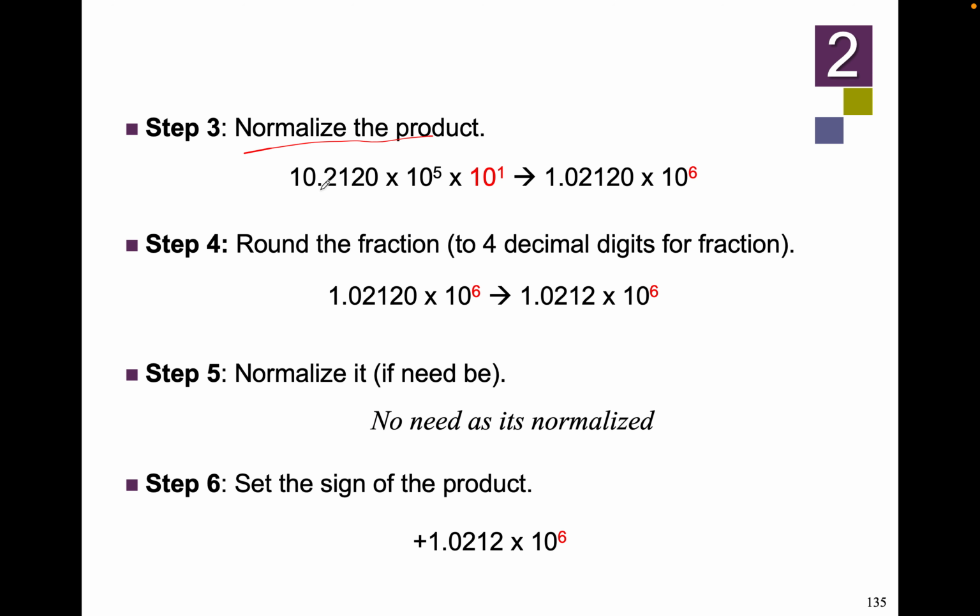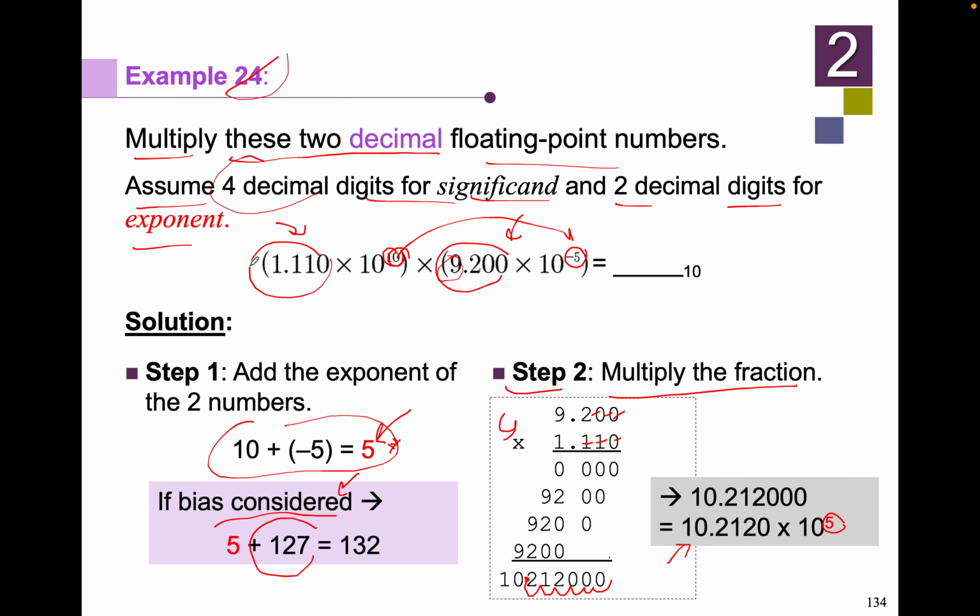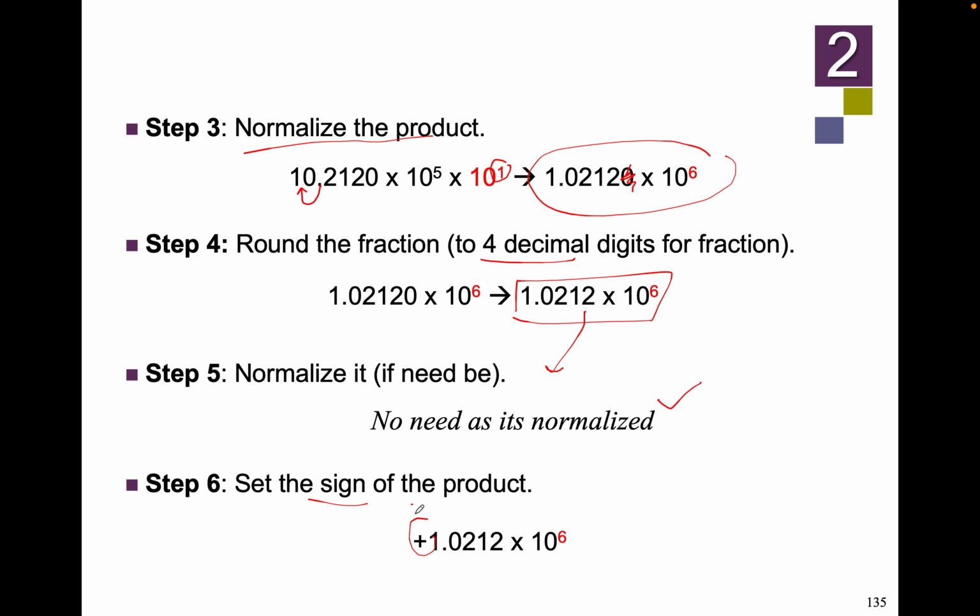Normalize your product. Then you need to move to the left. After you move to the left, you're going to add 1. So this is your normalized answer. You need to round to 4 decimal digits. Then you will get this one. Check again whether it is normalized or not. Okay, it's normalized. And how about your sign of product? Because these two numbers are positive, that's why you will get a positive number here.